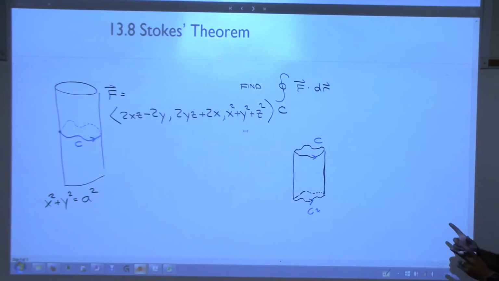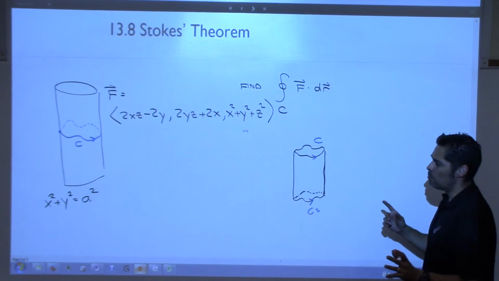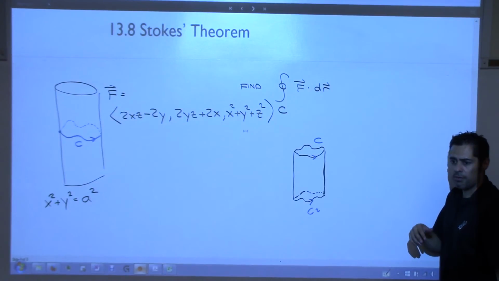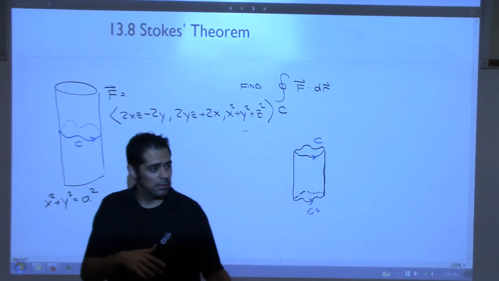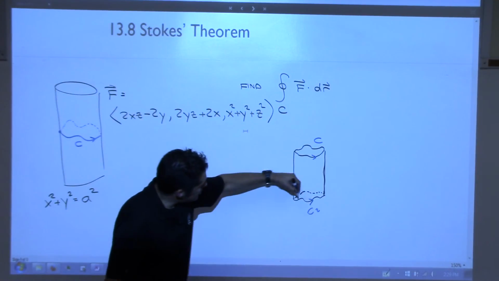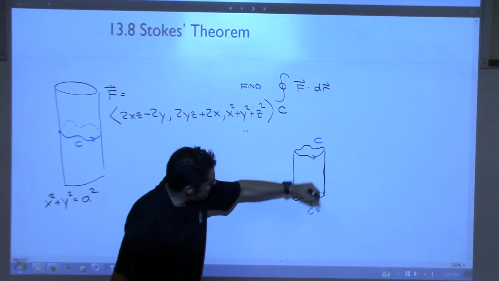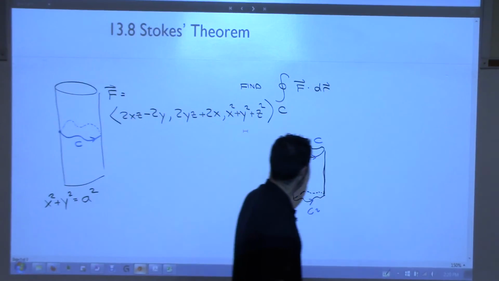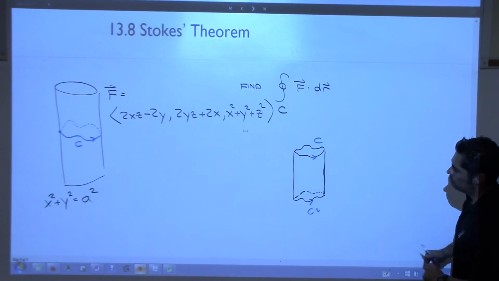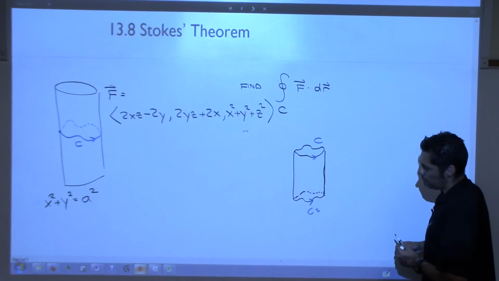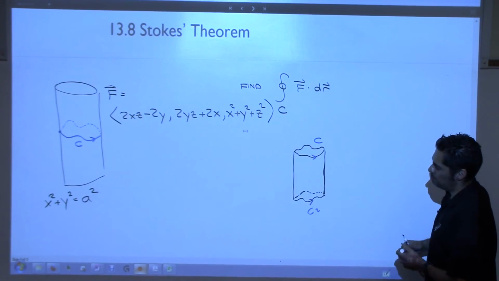But there's a problem, because in order for Stokes' theorem to work, when you're walking along the curve, right, the surface is supposed to be to your left. Do you agree? Now, if I walk along this curve, is the surface to my left? What's the surface?